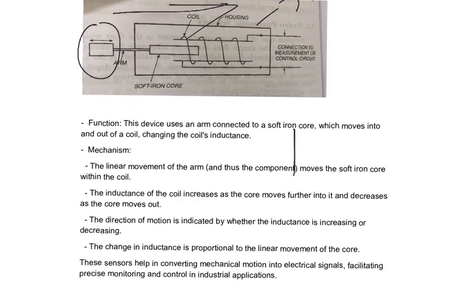The direction of motion is indicated by whether the inductance is increasing or decreasing. The change in inductance is proportional to the linear movement of the core. The sensors help in converting mechanical motion into an electrical signal, facilitating precise monitoring and control in industrial applications.